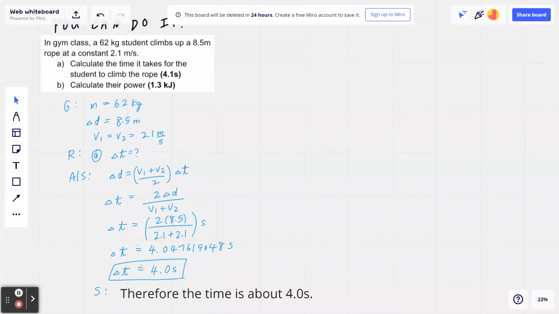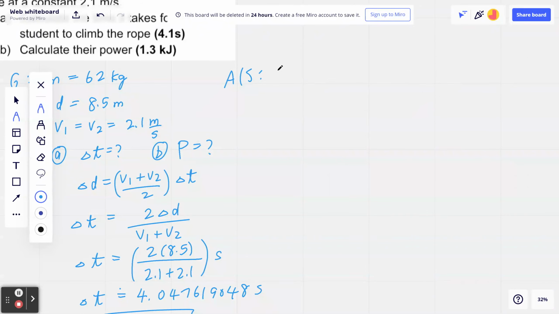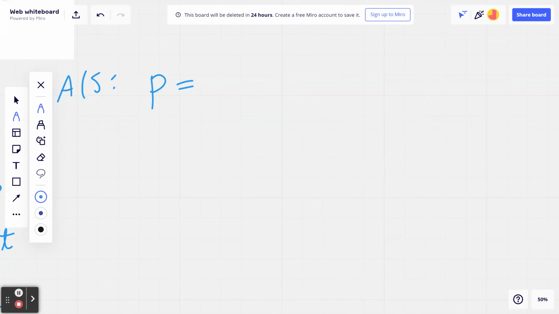Now, if you continue with part B, calculate the power. What that means is you're looking for P, which stands for power. And in this case, what you have to do is this. Think about power as the change in energy divided by the change in time.